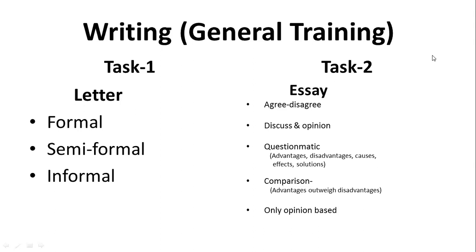Today, I would just like to tell you how to be good at writing. In both of the tasks, what is common? What is common between these two tasks, writing task 1 and 2? It is task achievement, coherence and cohesion, lexical resources, and grammatical range and accuracy. These four are called band descriptors, and we must be aware of what these four sections mean. So I would just like to teach you today. Let's continue.